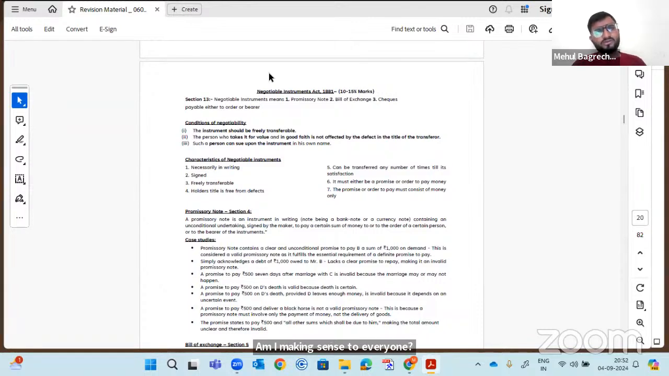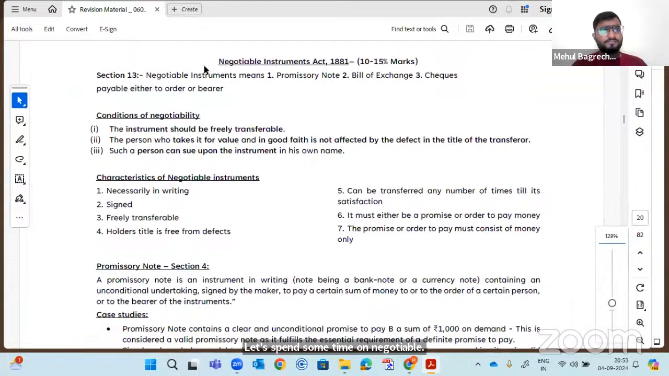Let's spend some time on negotiable instruments. 10 to 15 marks asked in examination. First point, what is a negotiable instrument? Negotiable instrument means any document which can be used for the purpose of transfer of the titles or ownership from one person to another. In simple terms, the definition is coming from section 13, which says promissory note, bill of exchange, checks. As simple as that. That's it. My answer ends here. Correct?